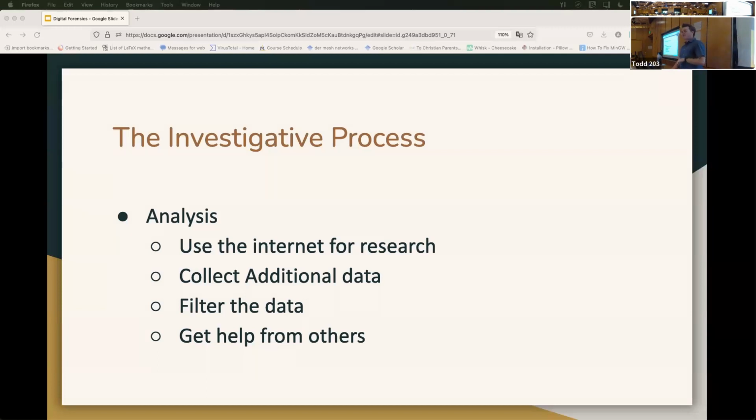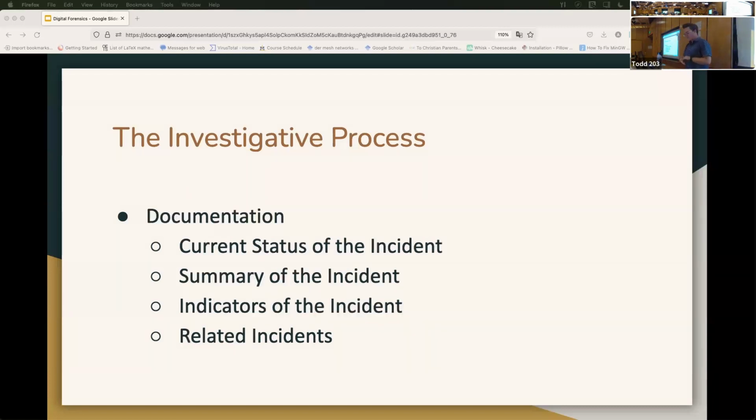But then we have to make our chain of custody considerations. And then obviously documentation is through this entire process. But we've now come to a point where we can gather a bunch of our documentation: the current status of our incident, summary of events so far, what we think, some of the indicators of a compromise, and our related incidents. All of this documentation we can then take to our client, if we haven't had necessary communication with them so far.